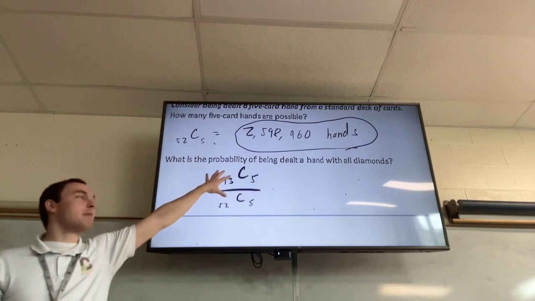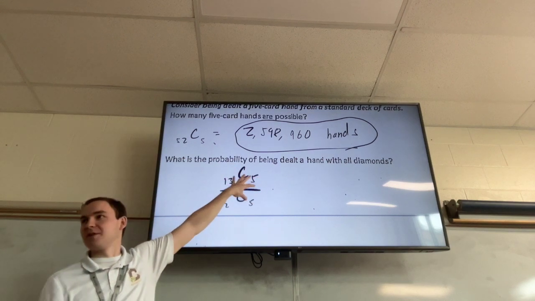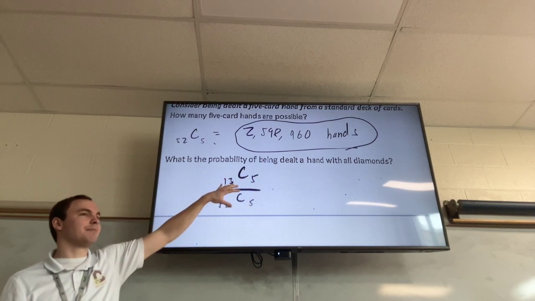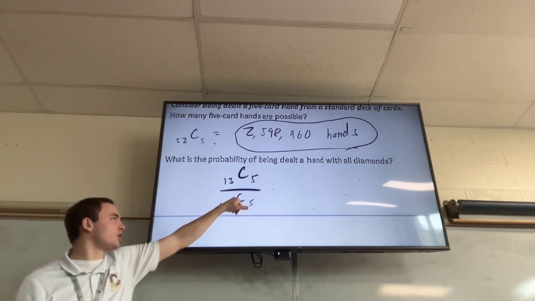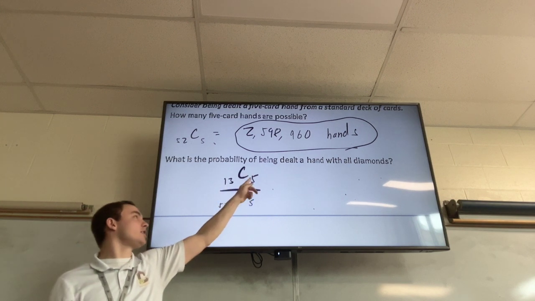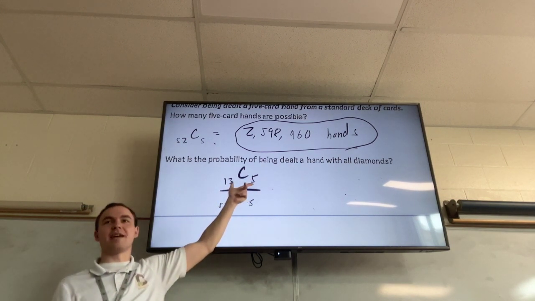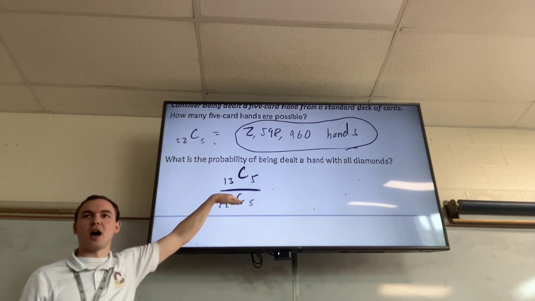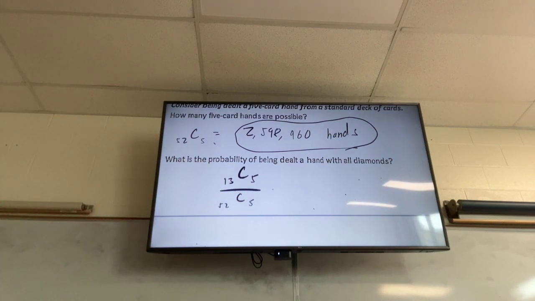So if there's an equal probability of getting any particular hand, let me explain it this way. There are 52 choose 5 total hands possible. 13 choose 5 of those are all diamond hands. So I divide the number of all diamond hands by the total number possible. So this was the number of all diamond hands over the number possible. Does that make sense?